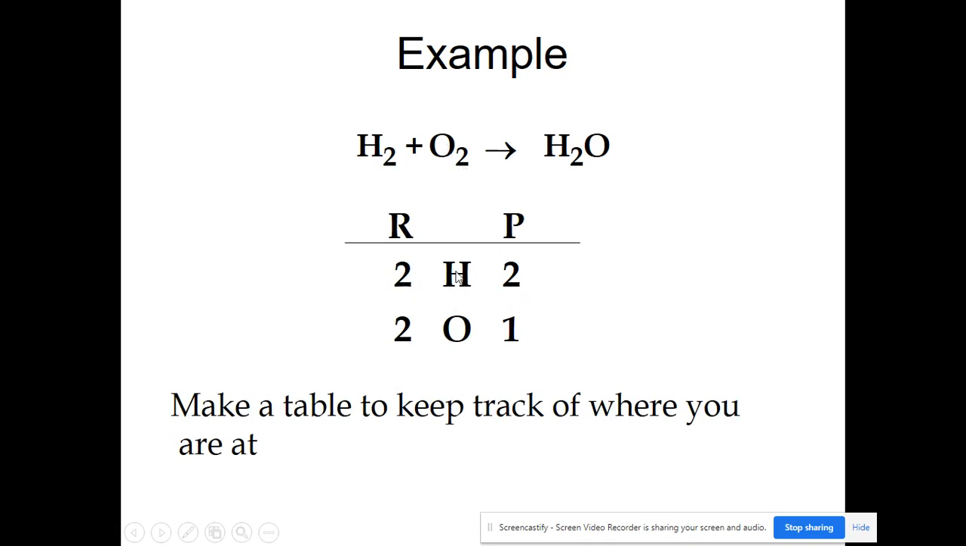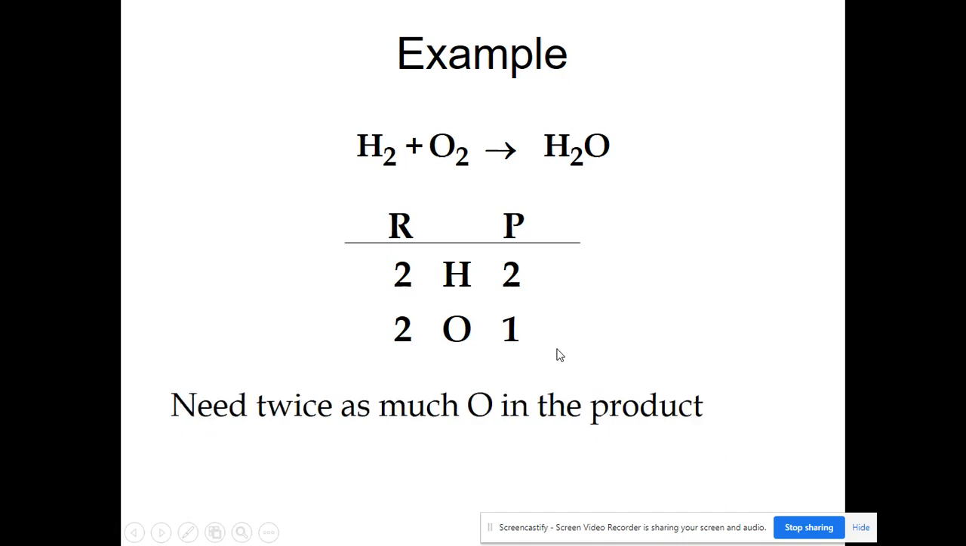But we can see on the reactant side, we have 2 oxygens, but on the product side, we just have 1. So while we're balancing, we can keep track of any changes to the number of atoms by making changes in this table. Since the oxygen is not balanced, we could first add a 2 in front of water to give us 2 oxygens on the product side. So let's do that. So we add a 2.